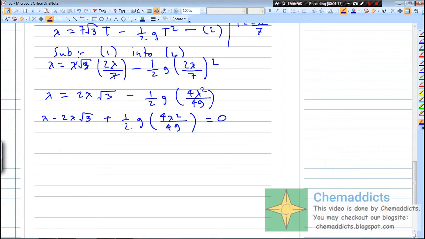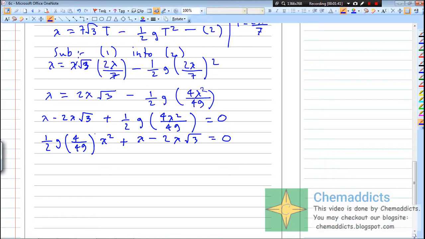Now let us bring this over here and rearrange it like this: half g, then 4 by 49 lambda square, plus lambda minus 2 lambda root 3 equals to 0.